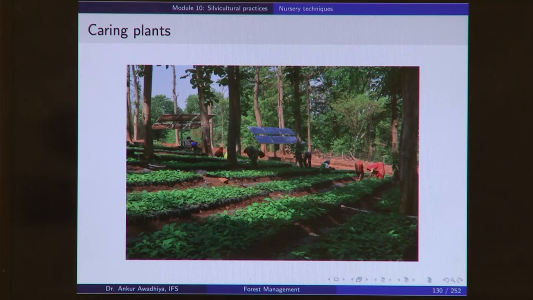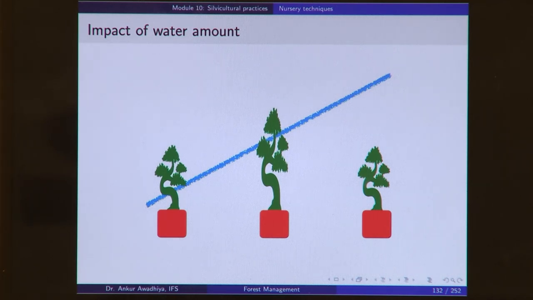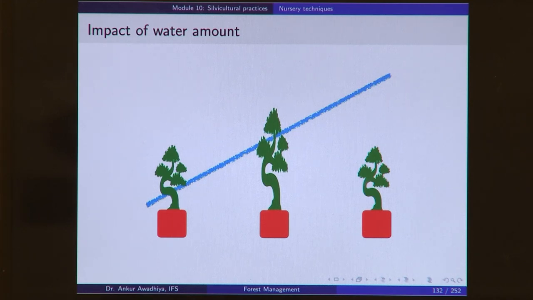So, here we can see that in a nursery there is a large scale operation and people are regularly caring for the plants. Regular watering of plants is done, but then this watering also has to be controlled, because we can look at the impact of different amounts of water on a plant. Let us say that this curve is showing different amounts of water being provided to the plants. This plant is only getting a small amount of water, so its growth is limited. This plant is getting more water, so it grows at a faster rate than the first plant. But in the case of this plant, which is getting a very large amount of water, there will be water logging, and this water logging will adversely impact the plant growth and the growth will come down. So, when we are watering the plants, this watering has to be adequate. It should be neither very low nor very high.